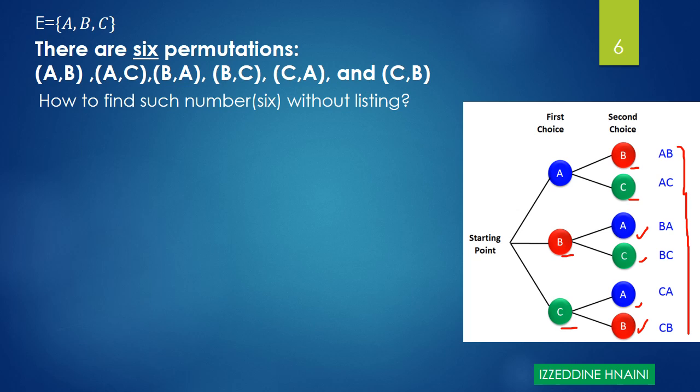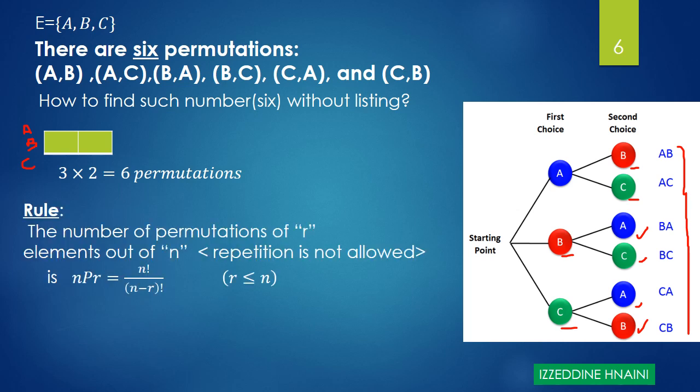How to find the number of permutations? I mean, how to find the number 6 without making a list? We put 2 boxes or 2 dashes. The first box may be A or B or C, so the first box has 3 possibilities. The second box has 2 possibilities because the letter that we have chosen before cannot be chosen, because no repetition. We get 3 times 2, which equals 6 permutations.